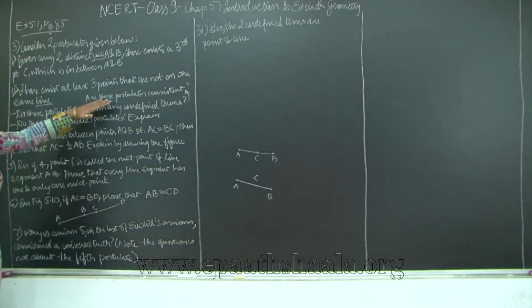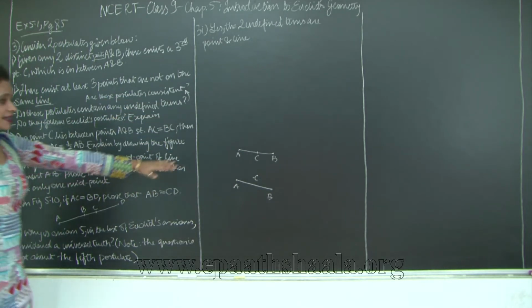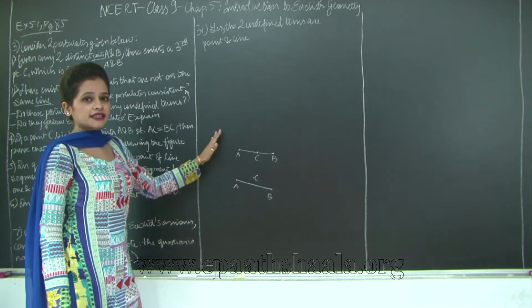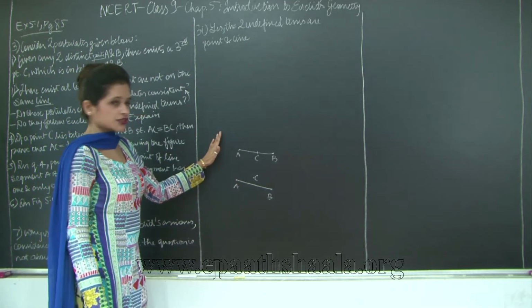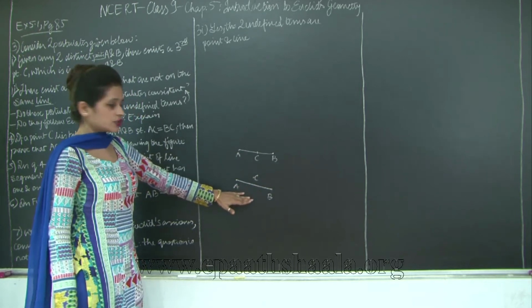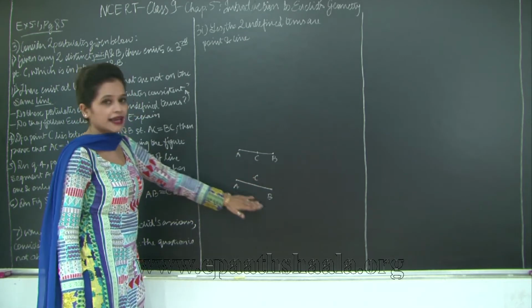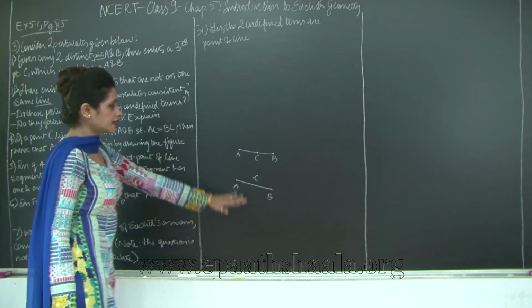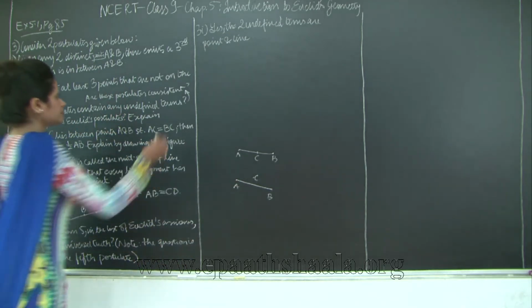Let's read out the question again. Are these postulates consistent? Yes, these postulates are consistent because they are applicable for two different situations. The first situation where C lies between A and B, and the second situation where there is a third point C which does not lie between A and B. Therefore, you can say that these two postulates are consistent.